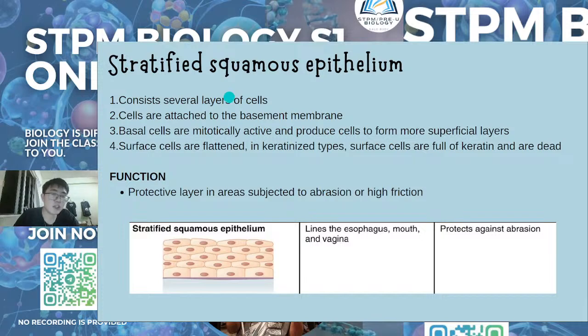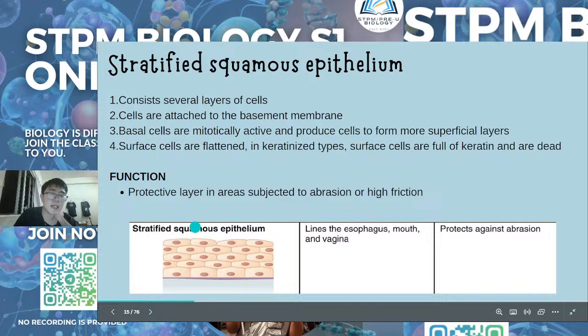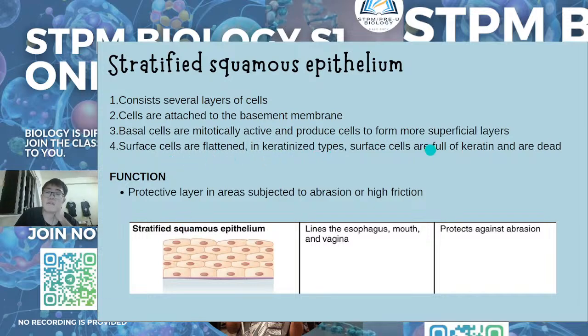Actually the definition and the structure are totally the same. The difference is that it consists of several layers of cells, and the cells are attached to the basement membrane. Basal cells are mitotically active and produce cells to form the superficial layers. So that is why we have many layers. And surface cells are flattened and full of keratin and are dead. So this one is special for keratin.